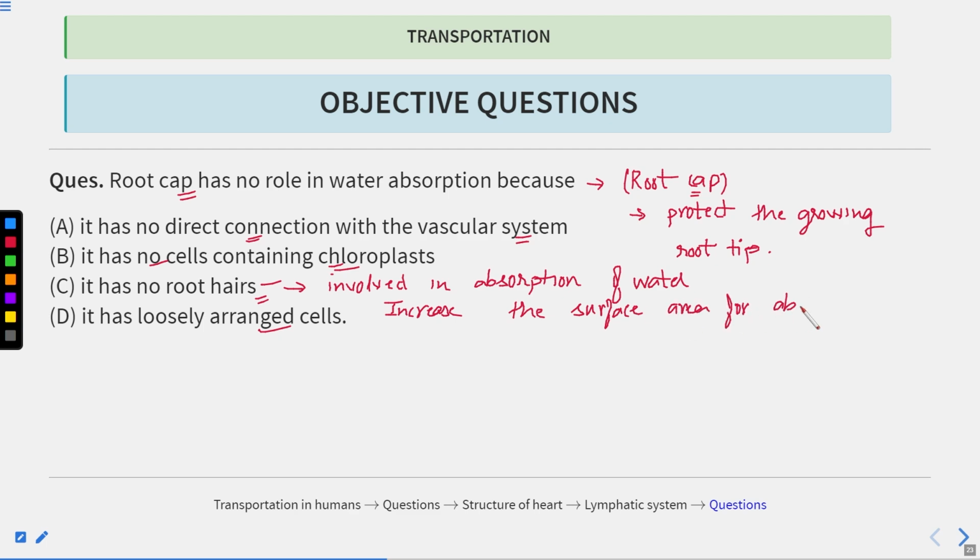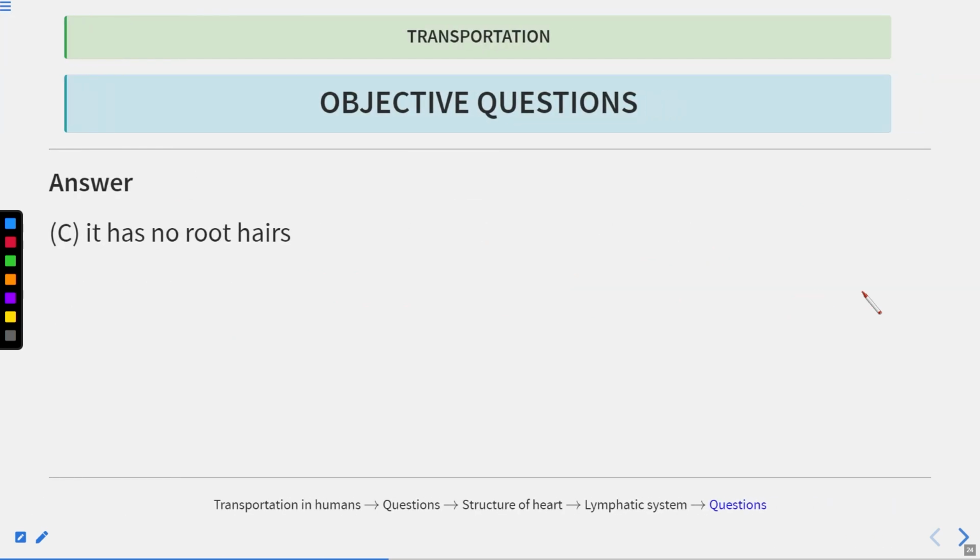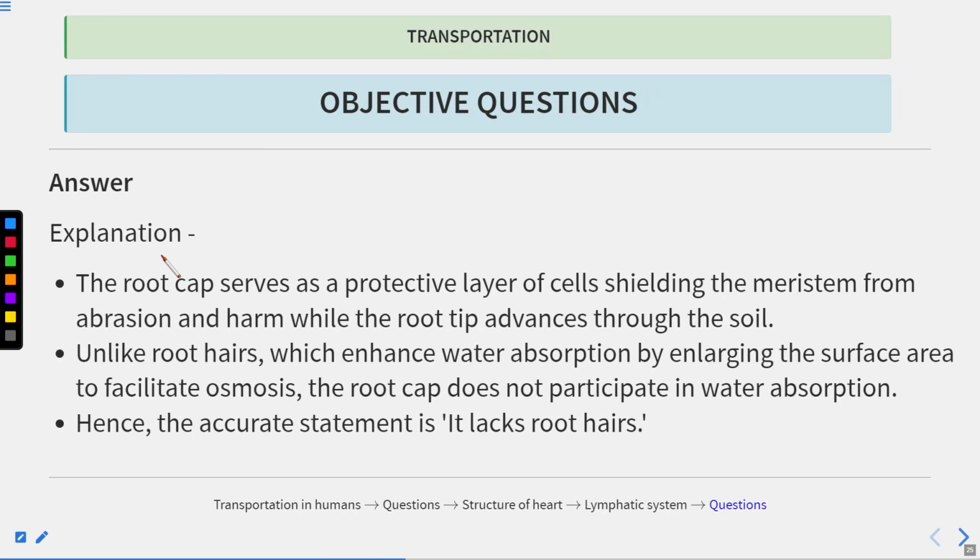This is clear. Okay, so what should be the answer to this question? Root cap doesn't have any root hairs. That's why it is not involved in the absorption of the water. It only provides protection to the growing root tip.